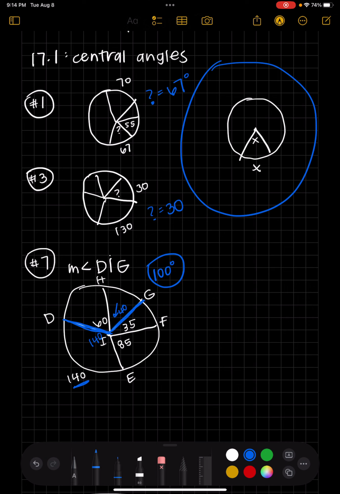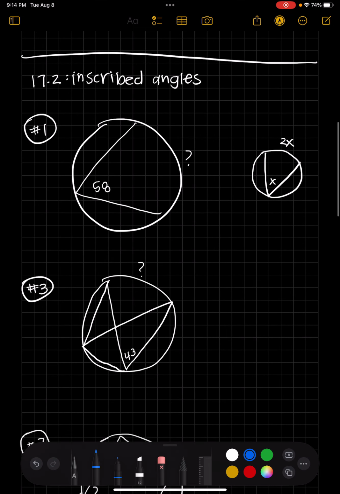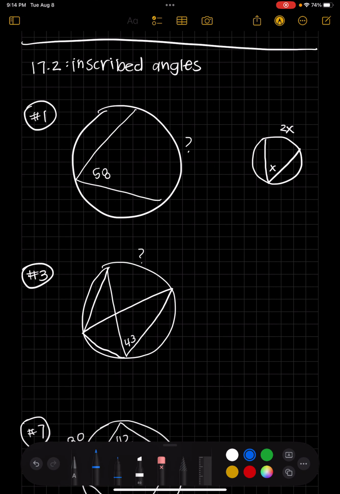Okay, so that's how we do central angles, super easy. The next one is called inscribed angles, so basically angles that don't hit through the center, but hit on the outer edge of the circle. And again, we're going to pay attention to this little picture right here first.